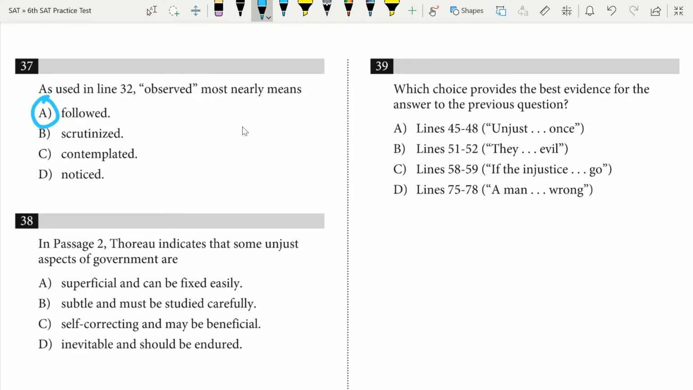As far as why B through D are wrong, I'll touch on that real quick. This is obviously a words in context question. I'll go back and answer the question types for the other ones. I forgot to do that. As far as why "scrutinized" is wrong, he's not saying the laws should be scrutinized. He's saying that they should be observed or followed. He's not saying they should be contemplated. He's saying they should be followed, not noticed. He's saying that we need to set an example, which also indicates to us that he wants them followed, setting that example of following the laws.